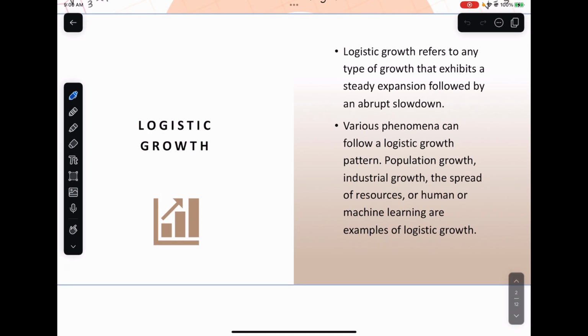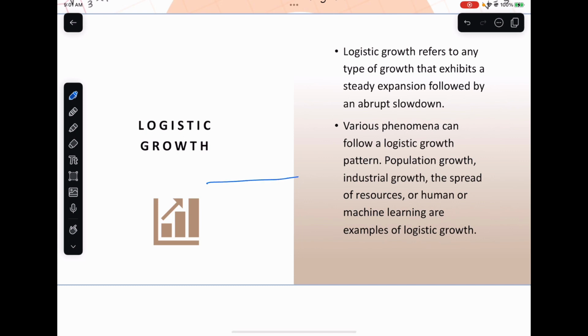Logistic growth refers to any type of growth that exhibits a steady expansion, followed by an abrupt slowdown. There are various phenomena that can follow a logistic growth, such as industrial growth, population growth, spread of resources, or human or machine learning. Those are examples of logistic growth.